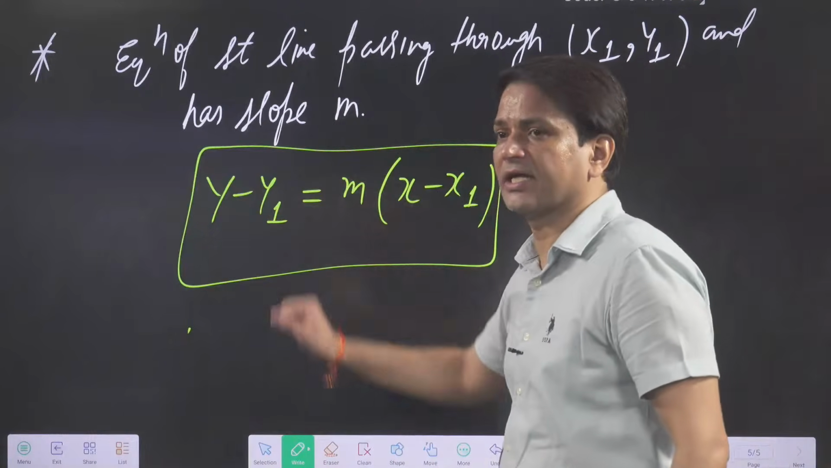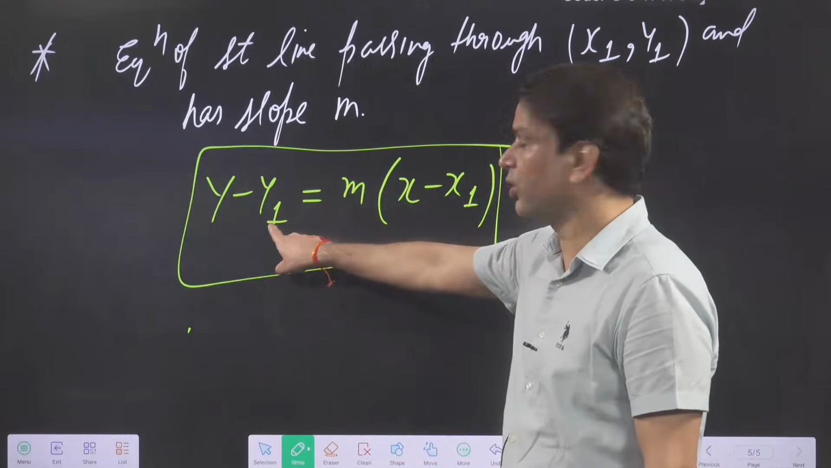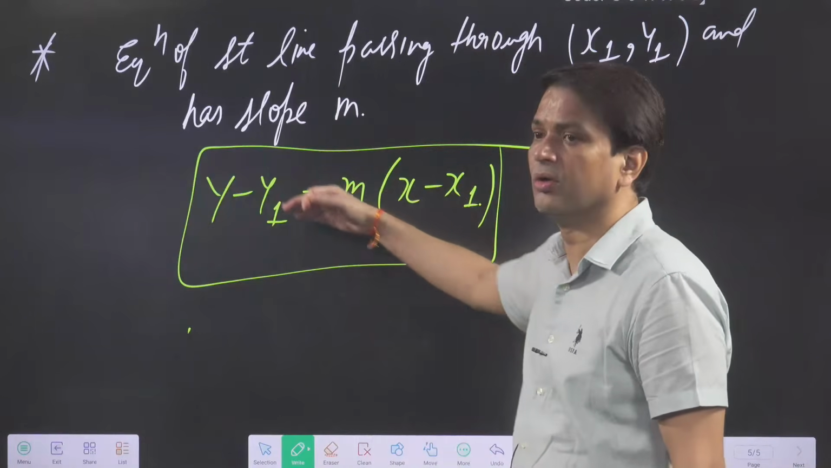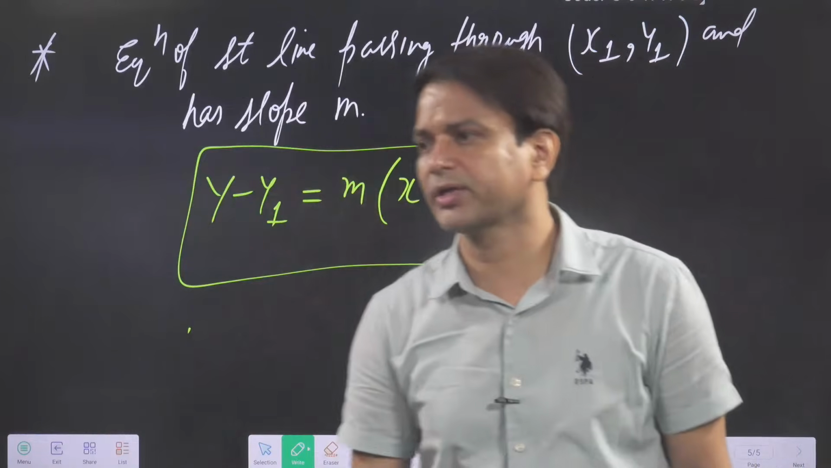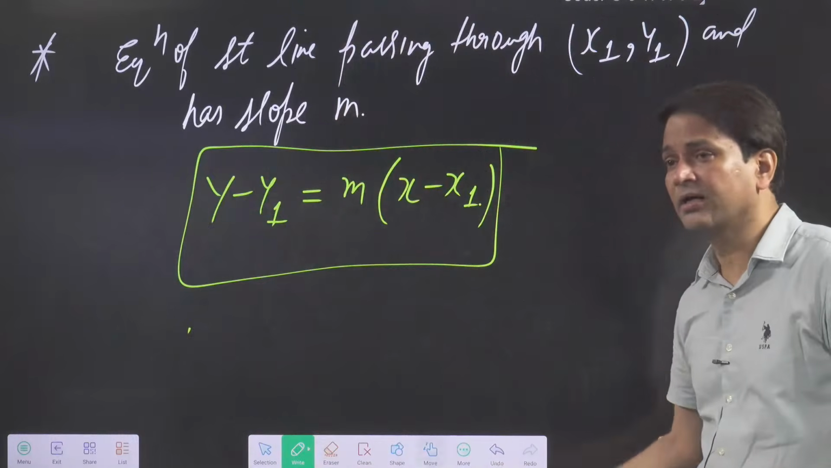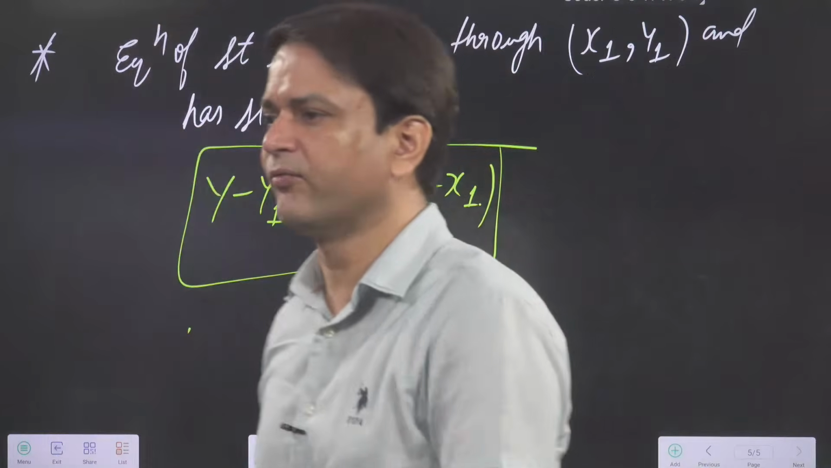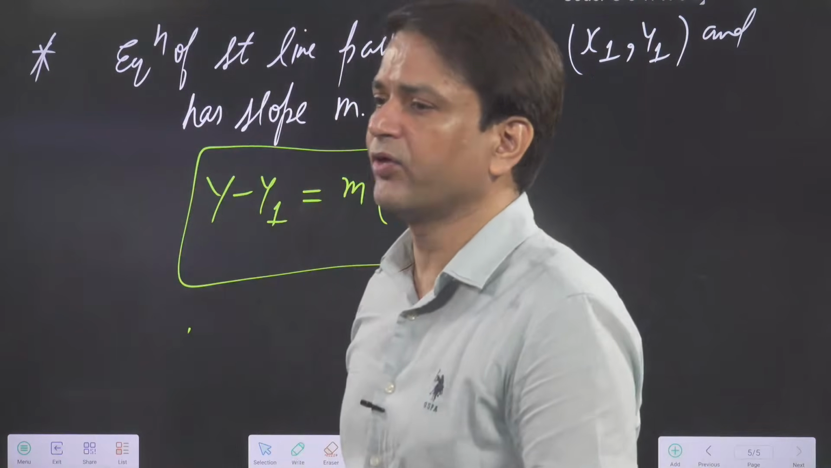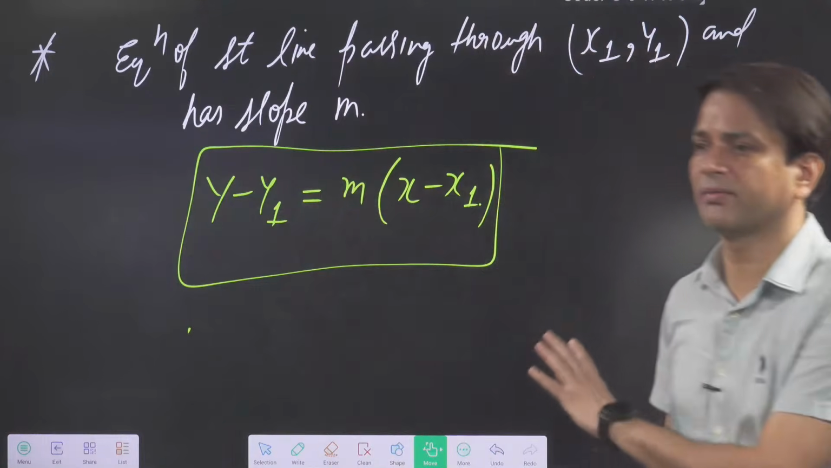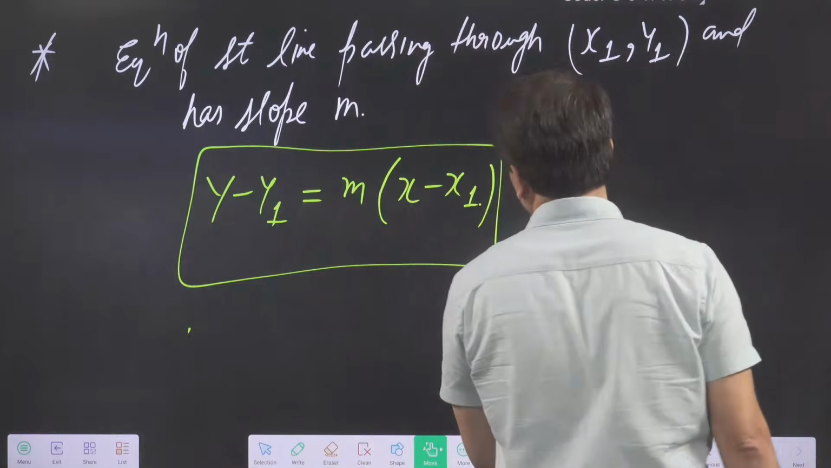Like if this straight line is passing through origin, then (x1, y1) I can take as (0, 0). So y1 is 0, x1 is 0. Then y - 0 = m(x - 0), so you get y = mx. So when it is passing through origin, we can directly assume y = mx, and if you know the m value, you can write the equation. If it is passing through any other point, then we can use the formula y - y1 = m(x - x1). Got it?